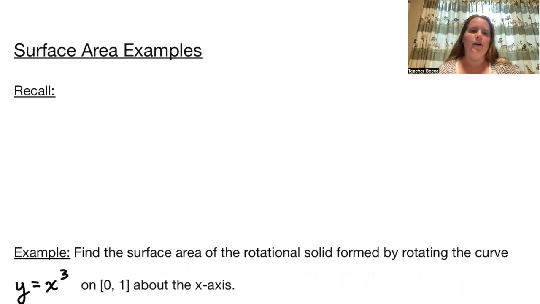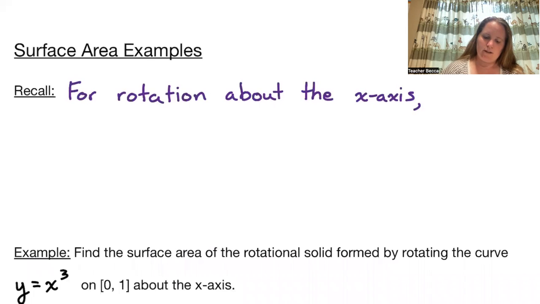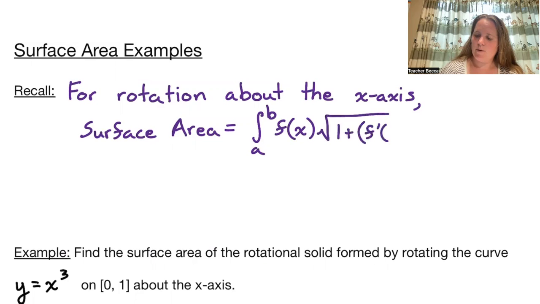Welcome to surface area examples. So recall for rotation about the x-axis, we had surface area was equal to the definite integral from a to b of f of x times the square root of 1 plus f prime of x squared dx.